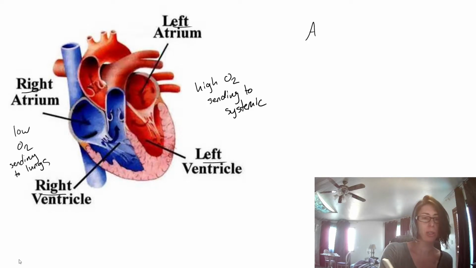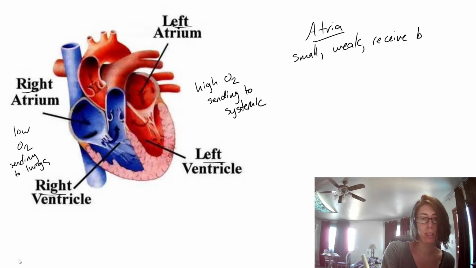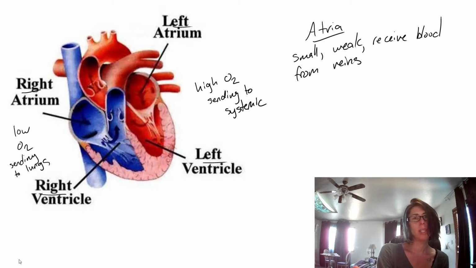So the atria, they're small, weak. Their job is to receive blood from the veins that are returning the blood to the body. They don't need to be very strong because they're just sending blood down into the ventricles beneath them. Gravity does most of the work, right? I mean, even if you're upside down, you can still move that blood because they do contract a bit.